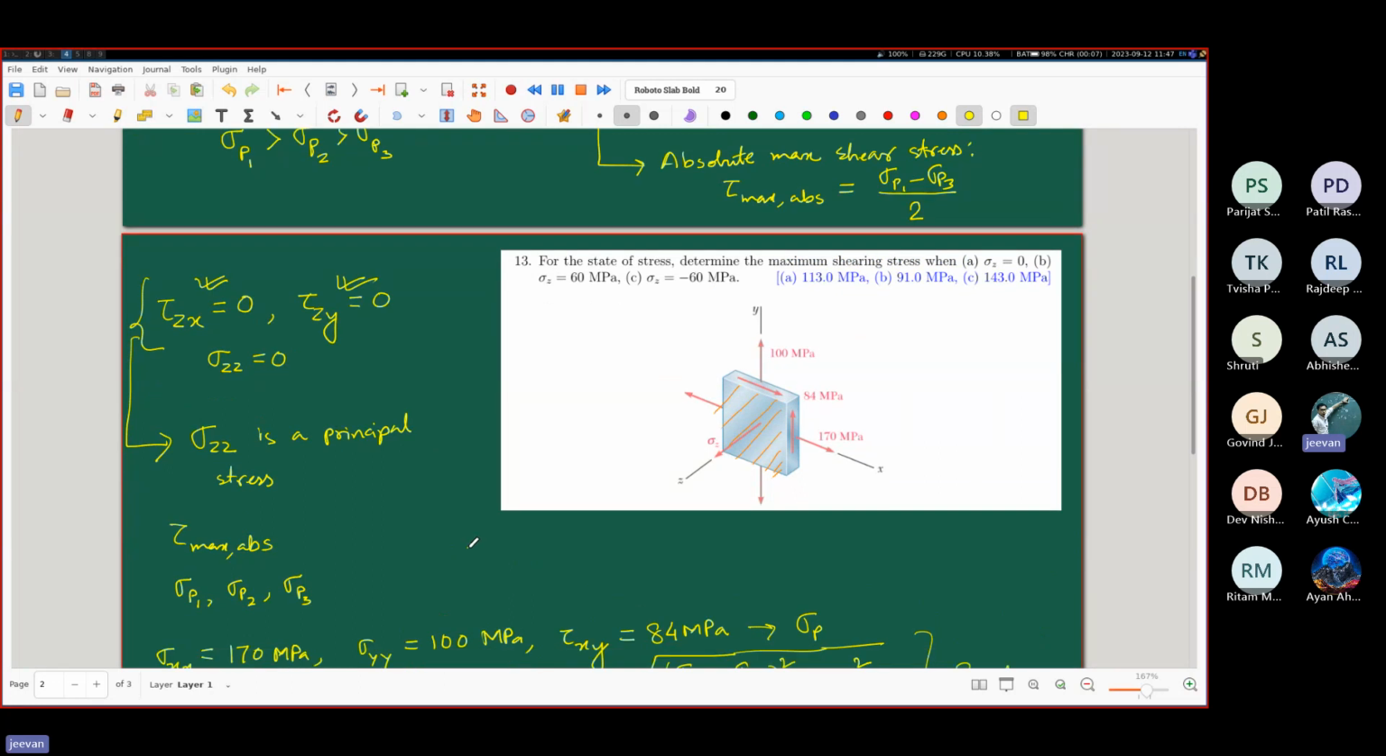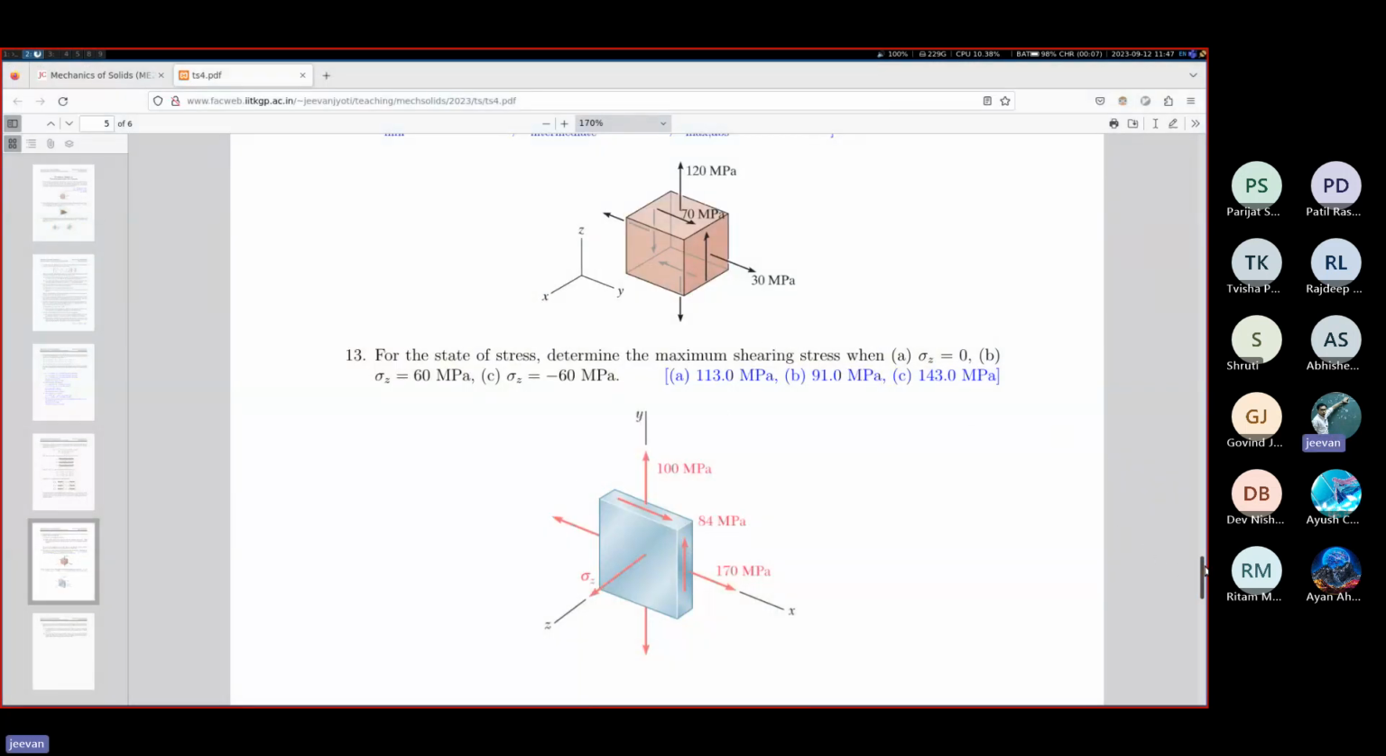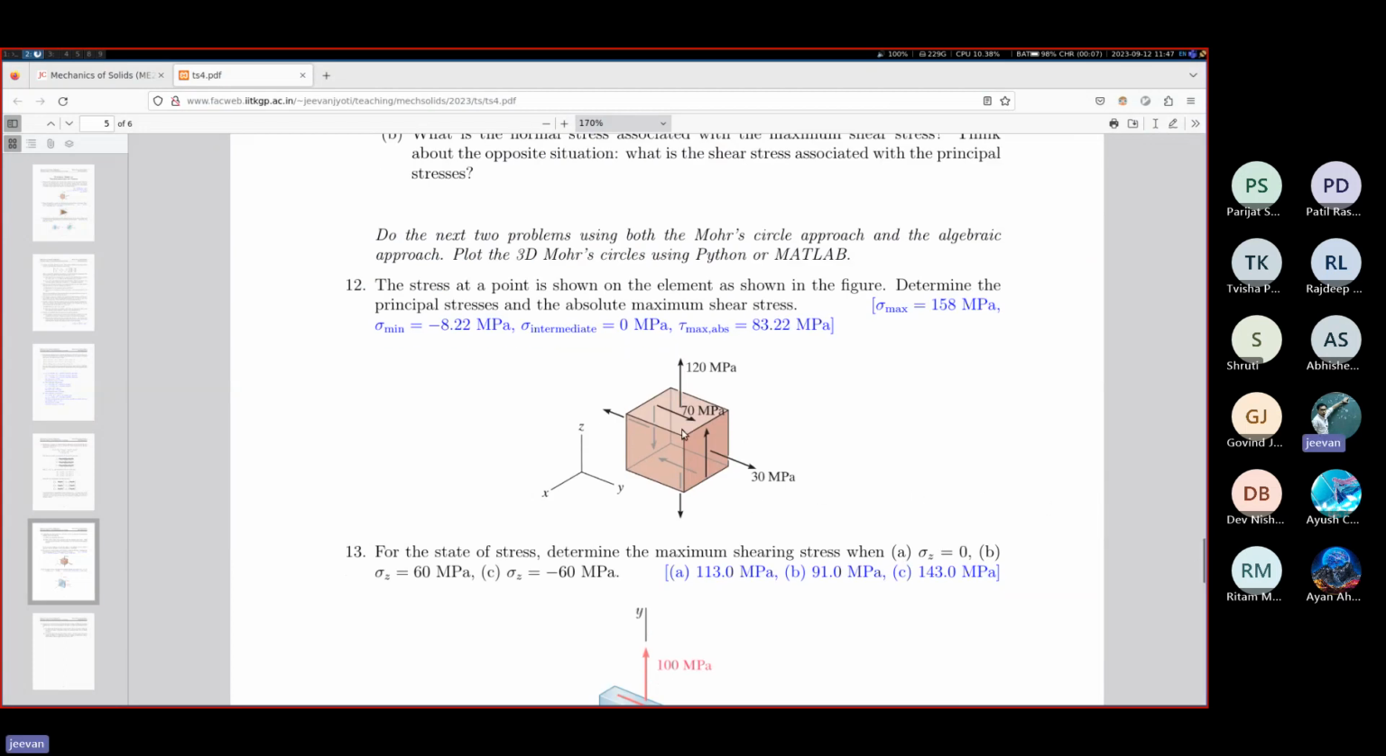Similarly, for question number 12, you have the same concept. Although it seems like a two-dimensional state of stress, in reality this is a three-dimensional picture, and you have to recognize that on this plane the shear stresses are going to be 0. If you look at this picture, x is in this direction, so sigma xx will be one of the principal stresses, and your plane of consideration will be the one involving yz.